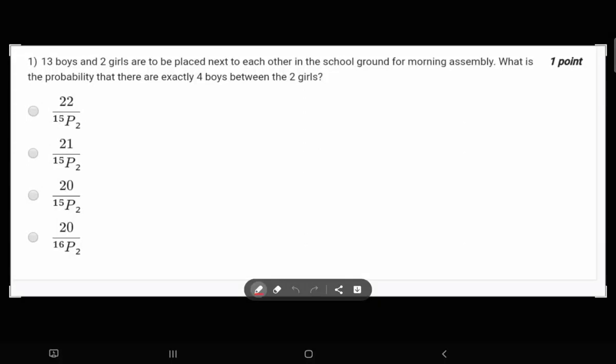Question number 1. 13 boys and 2 girls are to be placed next to each other in the school ground for morning assembly. What is the probability that there are exactly 4 boys between the 2 girls?